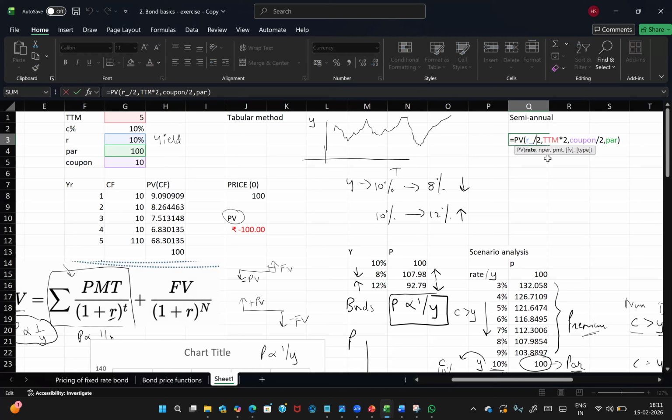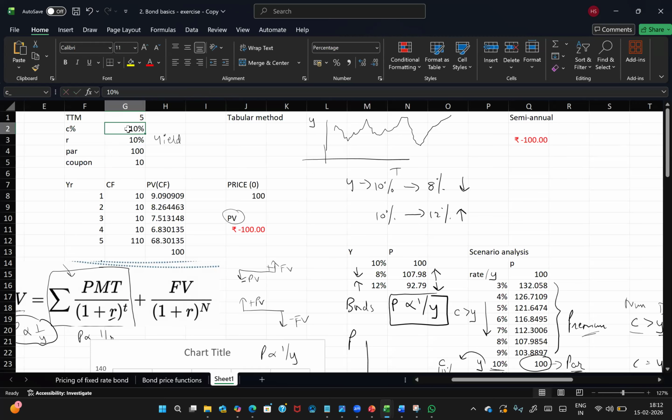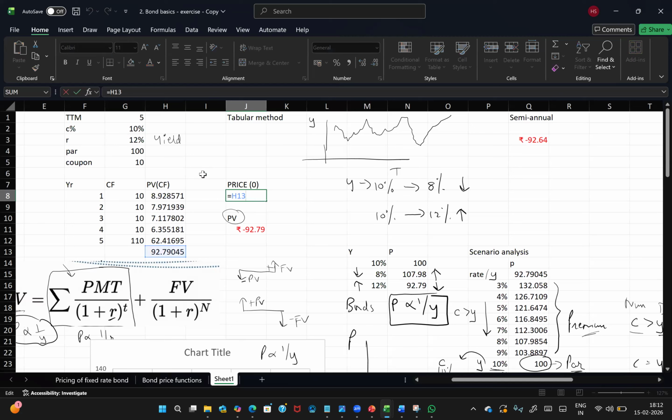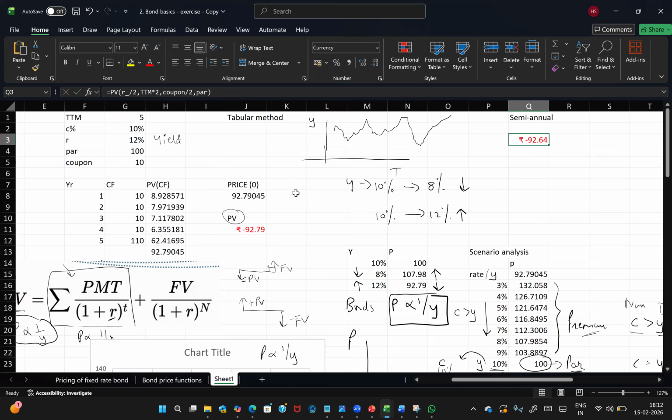But if I change the relationship between C and R, then the price of the bond will also change. For instance, the coupon remains at 10%, but let's change the yield to say 12%. It becomes a discount bond. Annual coupon assumption is going to give me a price of 92.79, but semi-annual is going to give me 92.64. So can you see the difference in price? And this difference in price is because of the frequency of compounding.